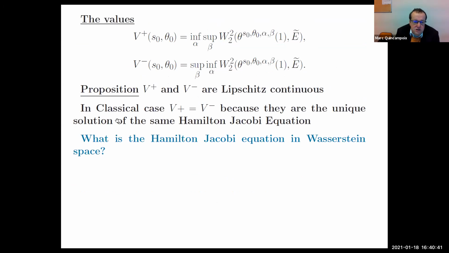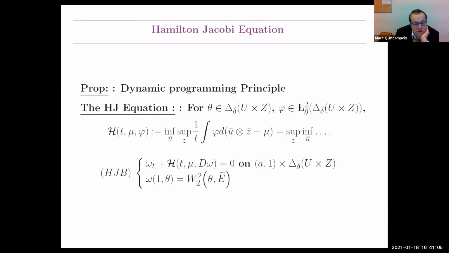And remember, in the first part of my talk, I explained that these two values are equal because they are the unique solution of the same Hamilton-Jacobi equation. What is the Hamilton-Jacobi equation in the Wasserstein space? And okay, now I have to be very quick. So I have worked on this subject for several years.